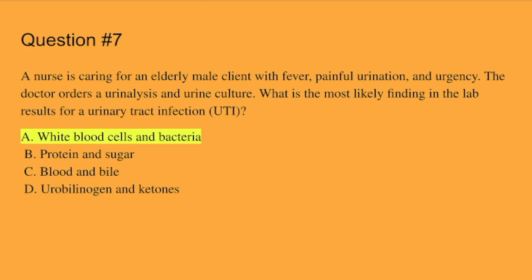Blood and bowel. This is not associated with UTIs. Urobilinogen and ketones. This points to liver or metabolic issues. So the clear indicators are the white blood cells and bacteria. These indicate infection. Always check urinalysis for white blood cells and nitrites when it comes to labs.